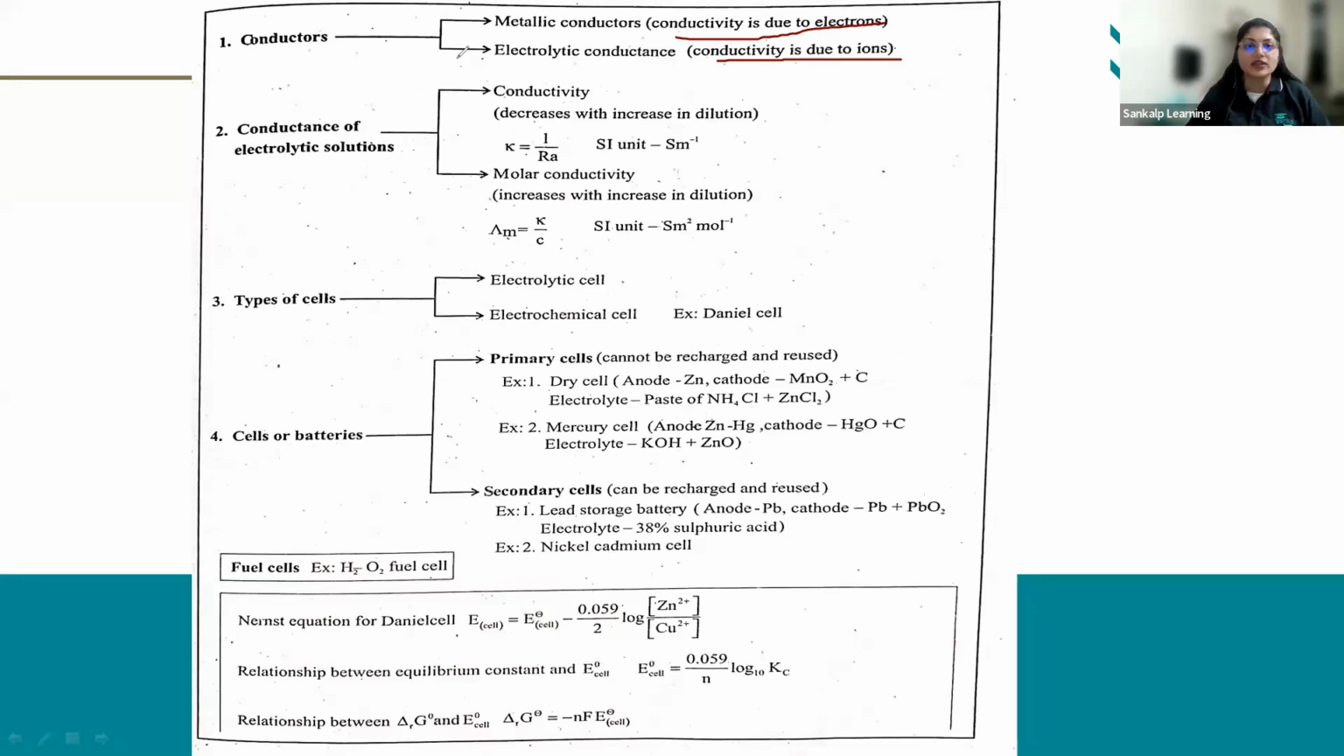The remaining part about conductance, what are the units, the types of cells, batteries and all things, we shall be discussing in the next class. Next class we will be continuing with electrochemistry. I hope the chapter solution is clear. If you have any doubts regarding today's session, you can ask me.